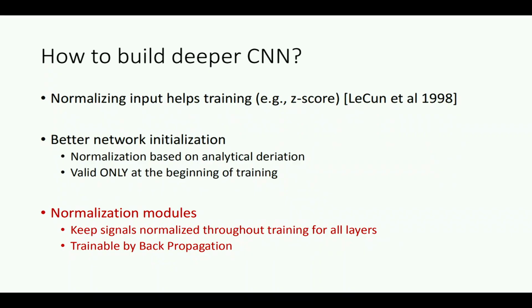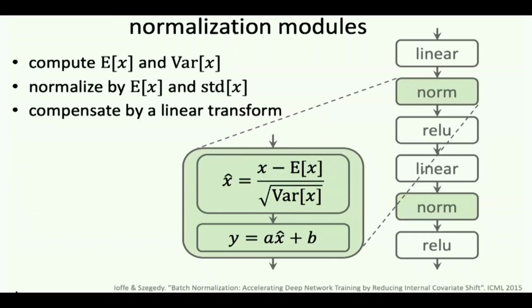That motivates the other line of technique called normalization modules, where the key mindset is we try to normalize throughout the training instead of just at the beginning of the training. And we do it in all layers instead of just the input to the first layer. And if possible, we want to make everything end-to-end and trainable. This inspired the normalization module, where the first one was introduced at ICML in 2015.